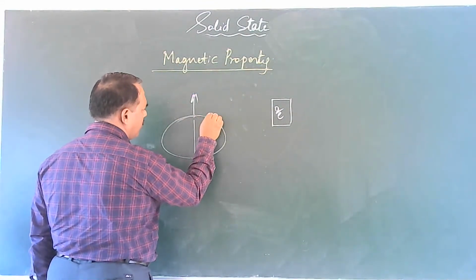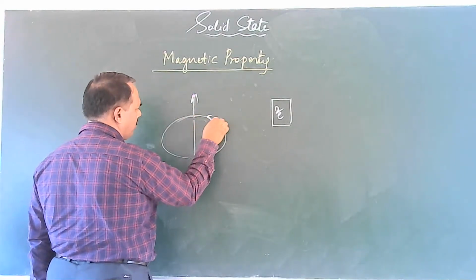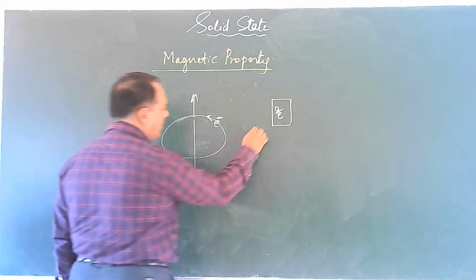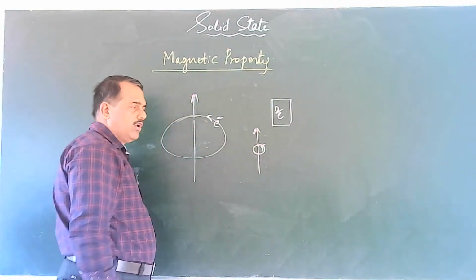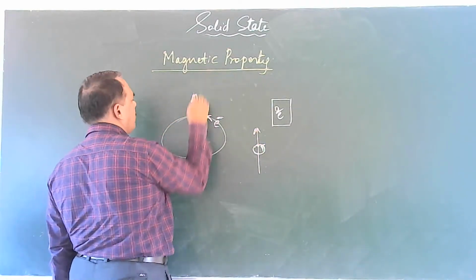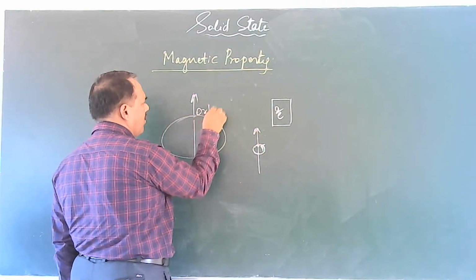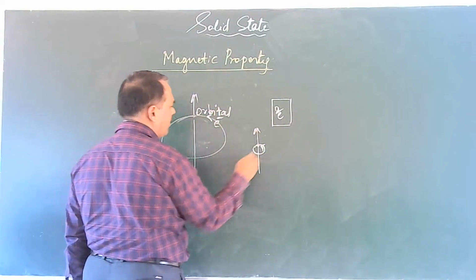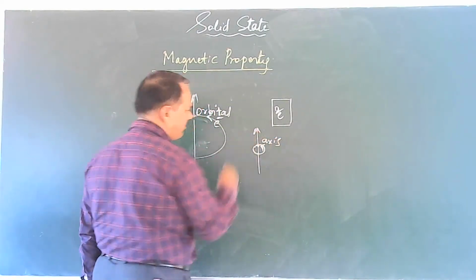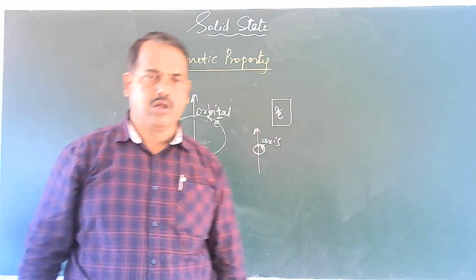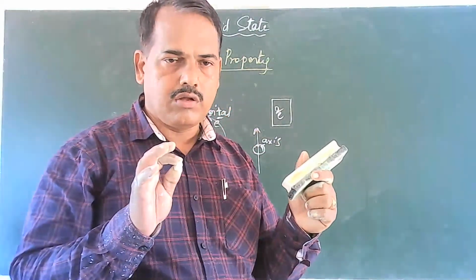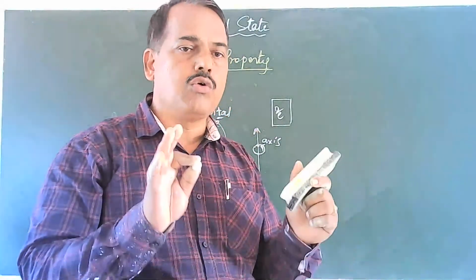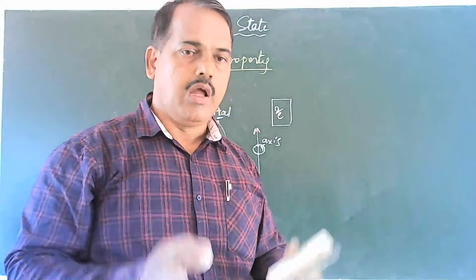This is nothing but an orbital, and this is the moment of the electron. This is the electron, and it also moves about its axis. Two types of motion: one is orbital motion, and another is due to its axis. So any substance is magnetic due to unpaired electron.